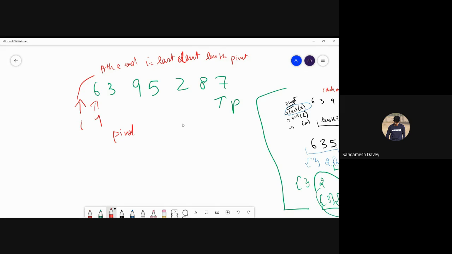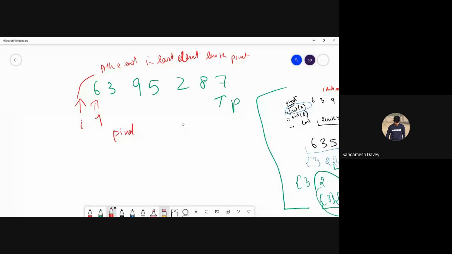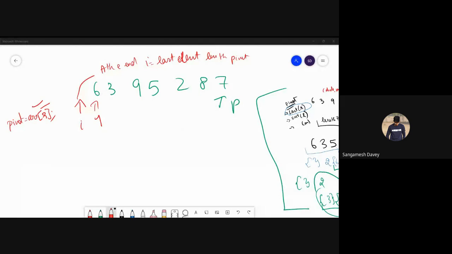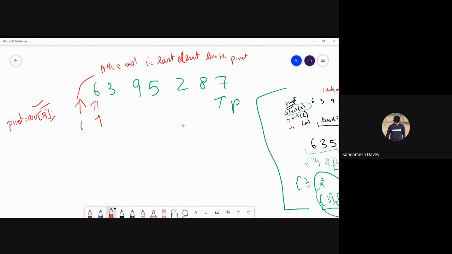First, I will say pivot. First I'll explain what I'm doing. Your pivot will be the last element, correct? Pivot equal to arr of the rightmost element. First statement is understood. Pivot is this. After this, I will say int i equal to L minus 1.